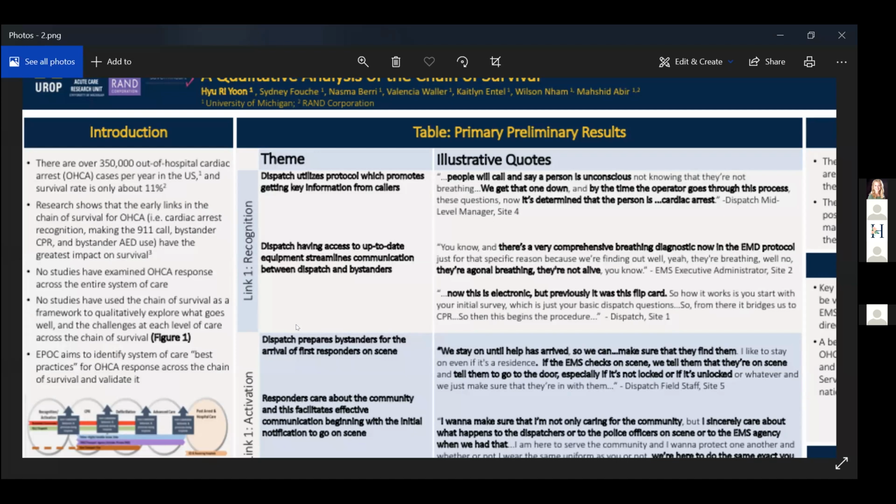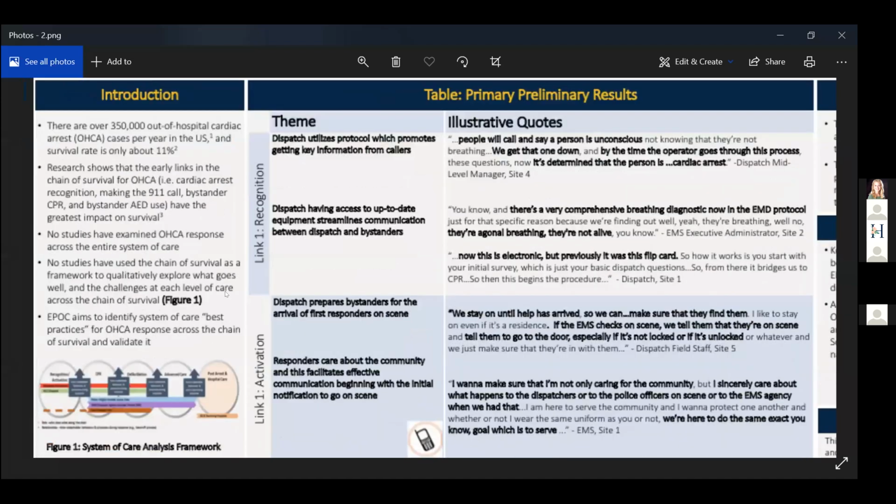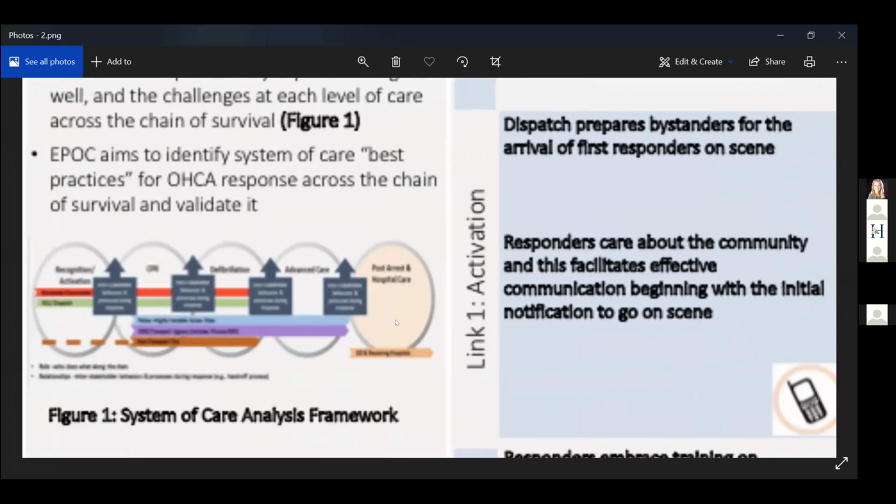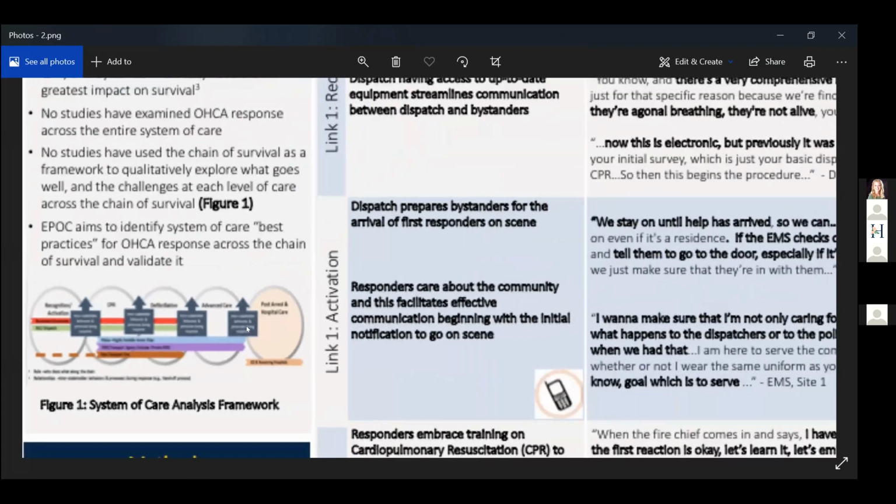So basically we were trying to use the chain of survival as a framework and then qualitatively analyze the system of care for out-of-hospital cardiac arrest. And by analyzing it, we were trying to find the best practices for it. Figure one, as you can see here, is very small, but it's basically the chain of survival. The circles represent that, and the diagrams and arrows over it represent the system itself, and it shows what systems work at what stages of the chain of survival. So, moving on to the methods section.